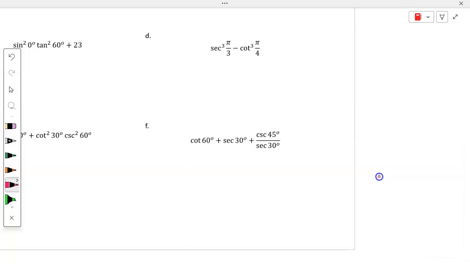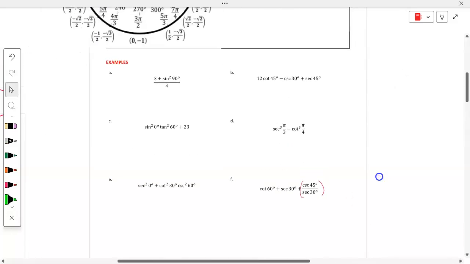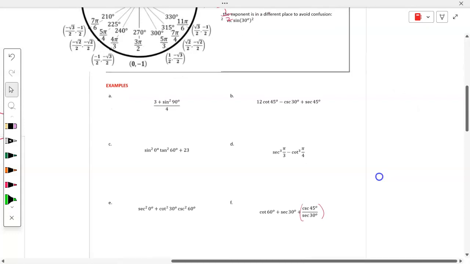All right, so we're going to do the cotangent of 60 plus the secant of 30 plus, finally, the cosecant of 45 divided by the secant of 30. So last but certainly last, let's use our unit circle. Cotangent of 60.